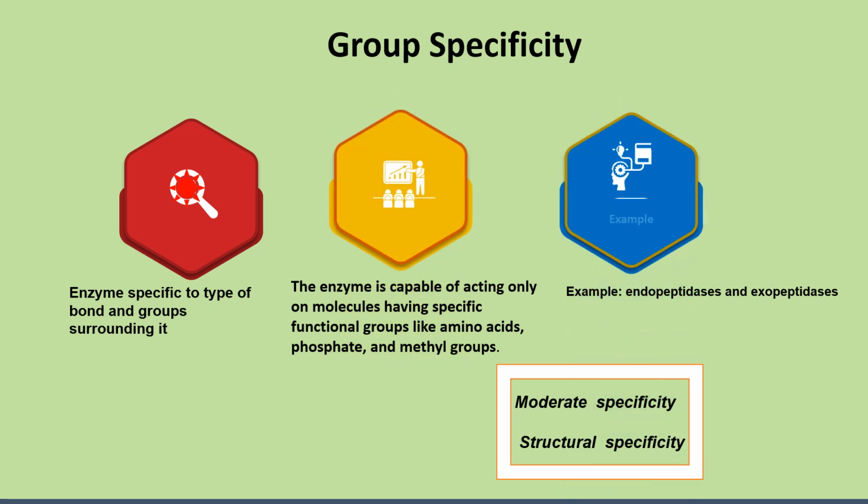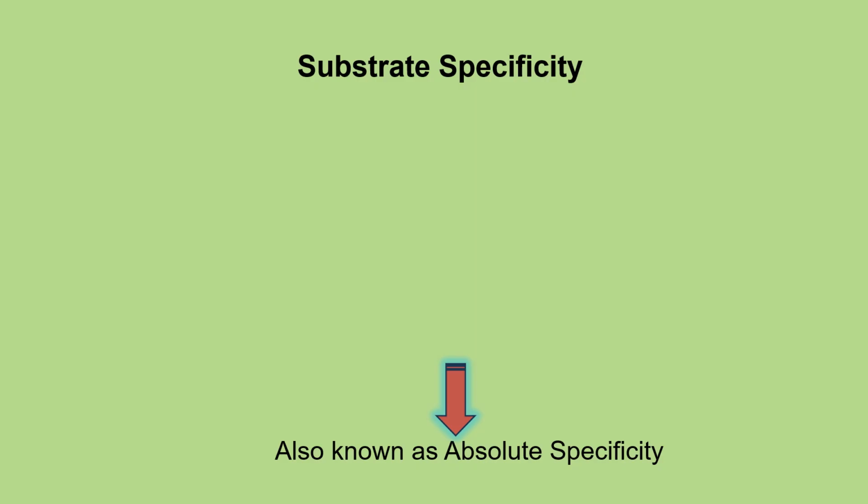The next is group specificity. Here, the enzyme specific to the type of the bond and groups surrounding it performs the reactions. The enzyme is capable of acting only on molecules having specific functional groups like amino acids, phosphate, and methyl groups. Example is endopeptidases and exopeptidases. Group specificity is also referred to as moderate specificity or structural specificity.